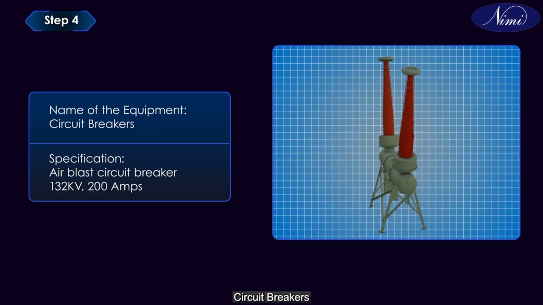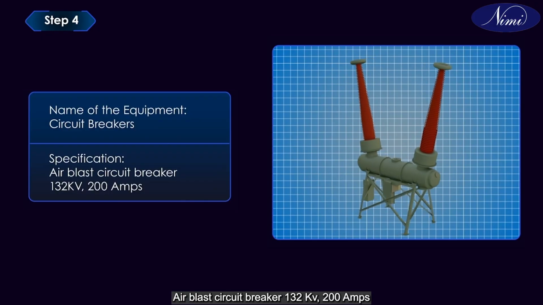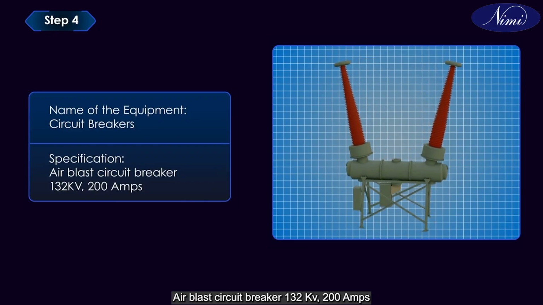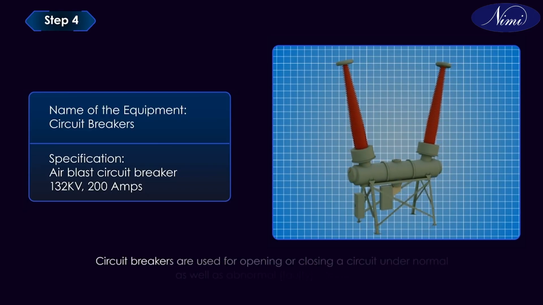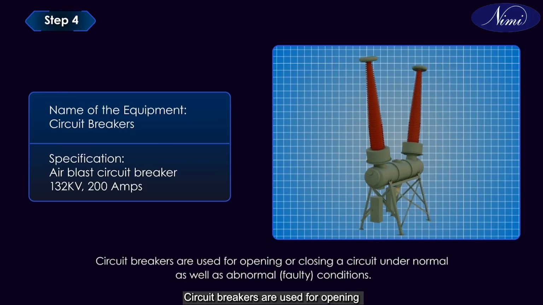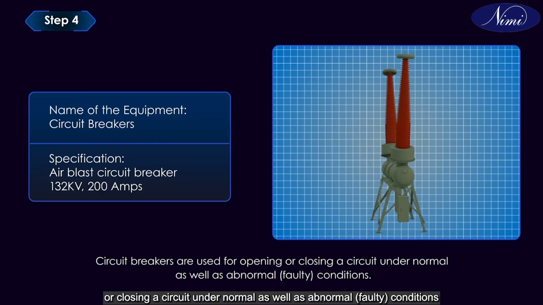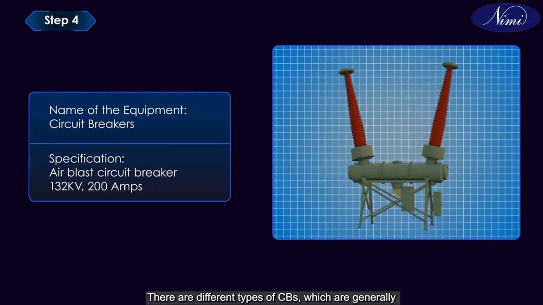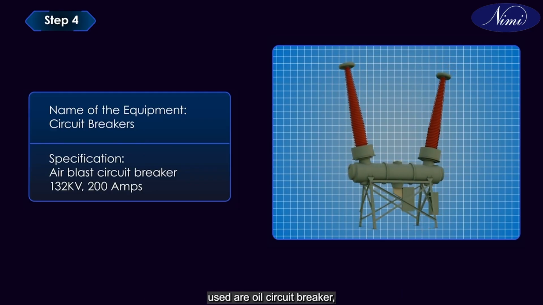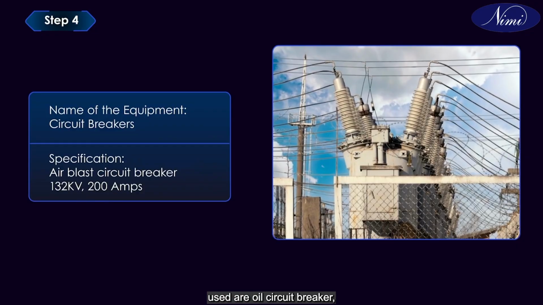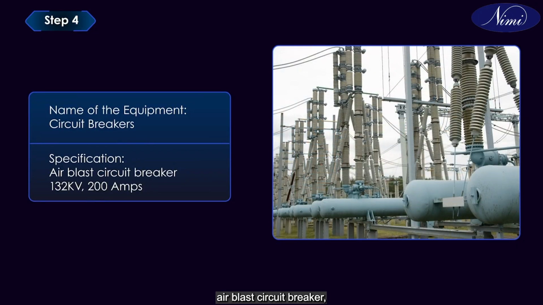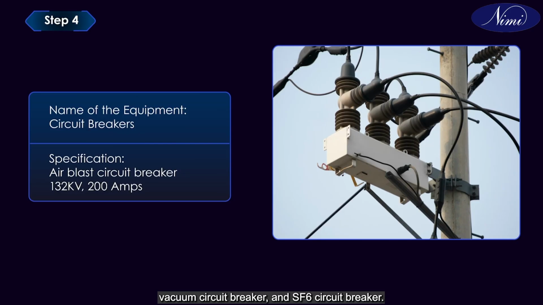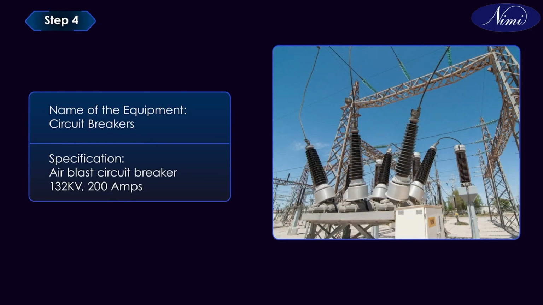Circuit breakers. Air blast circuit breaker, 132 kilovolt, 200 amperes. Circuit breakers are used for opening or closing a circuit under normal as well as abnormal conditions. The different types of CBs which are generally used are oil circuit breaker, air blast circuit breaker, vacuum circuit breaker and SF6 circuit breaker.